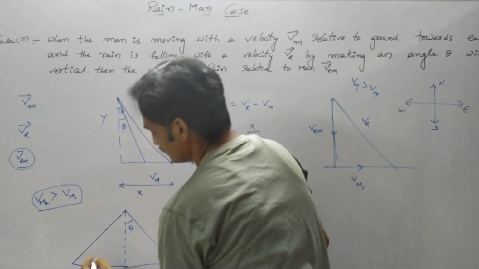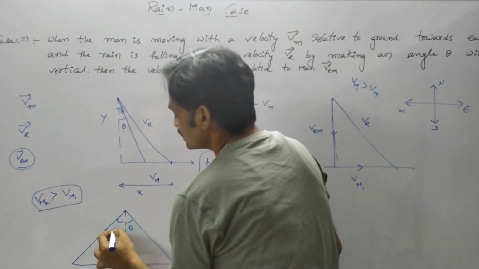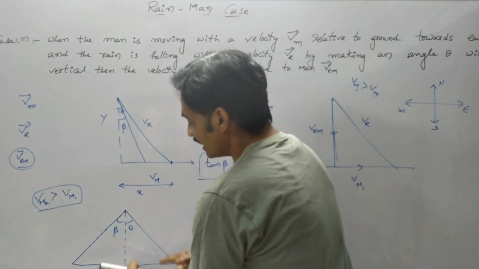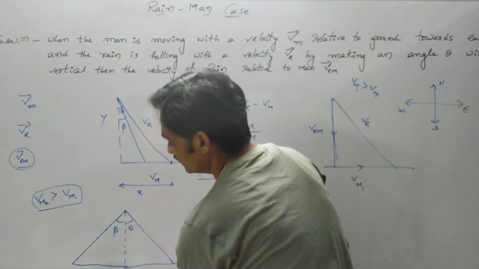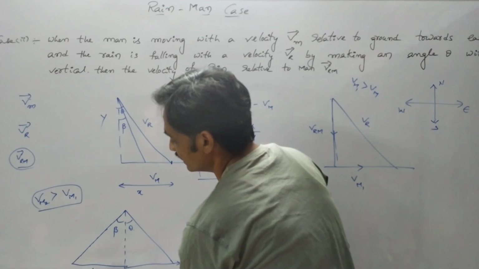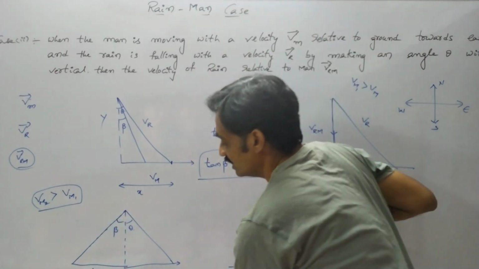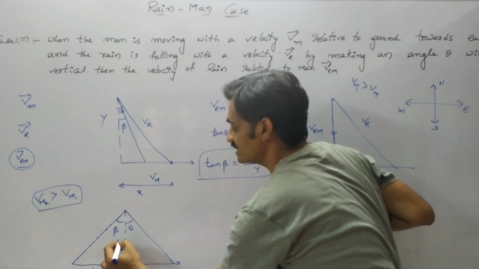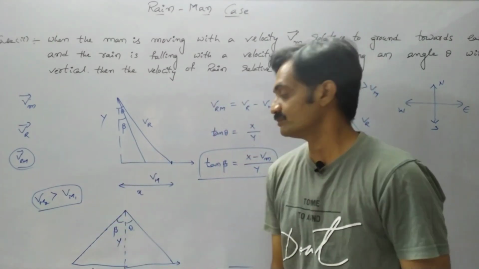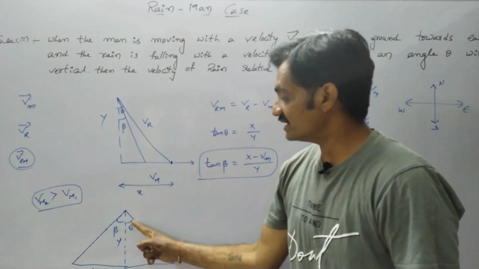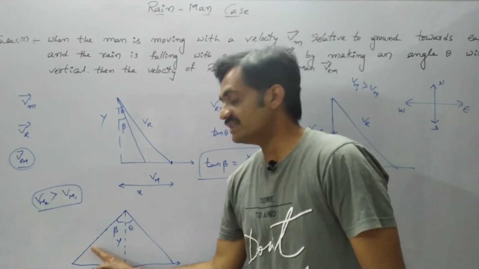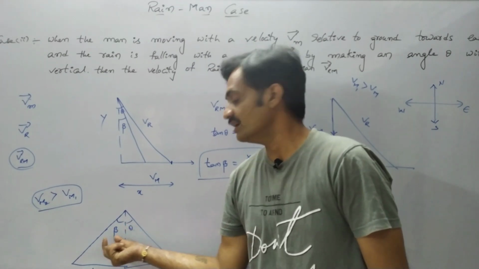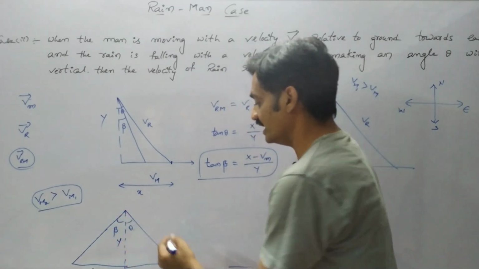So the man has to hold the umbrella at an angle of beta. As we consider it as origin, we represent it with a negative sign, v suffix m2. From the origin, the distance is represented as x and the vertical distance is represented by y. Here, as you observe, the rain will appear in this direction. The man should not get wet, so he has to hold the umbrella at an angle of beta with respect to the rain.